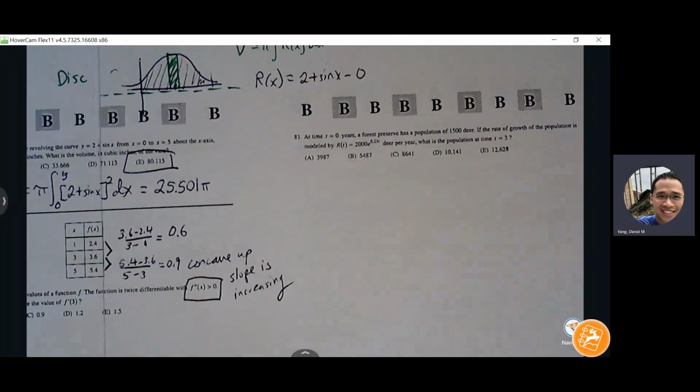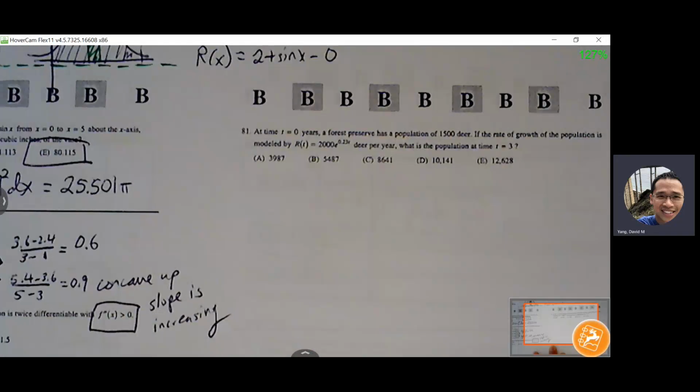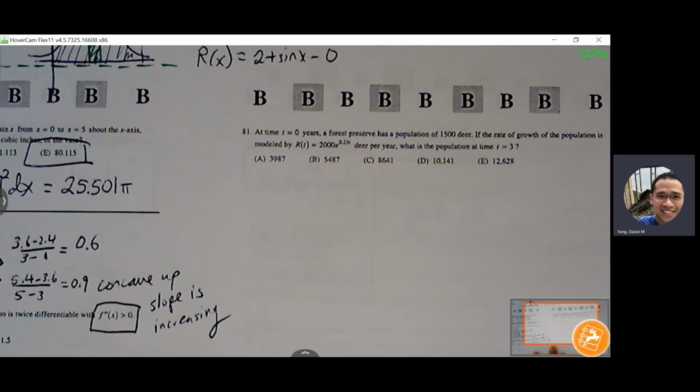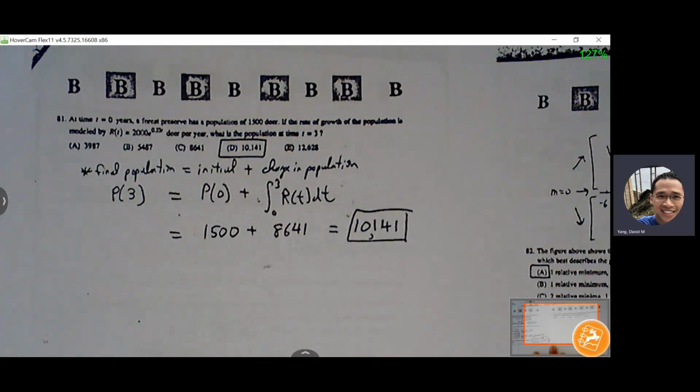Okay. Number 81, at time t equals 0, a forest preserve has a population of 1,500 deer. At the rate of growth, the population is modeled by R of t. What's the population at t equals 3? So if you can recognize the need for this final equals initial plus displacement, it just feels like a really easy setup. You know the formula, it becomes easier. So I'm looking for population at year 3. I know population at year 0, so I just need to figure out how much the population changed in that 3-year period, added to my initial population, and I can get my population at 3 years.